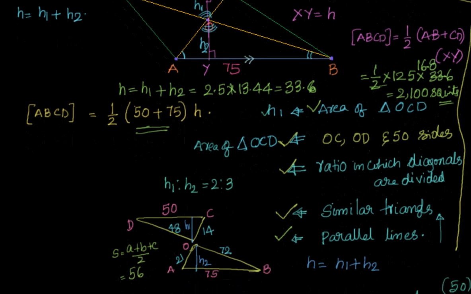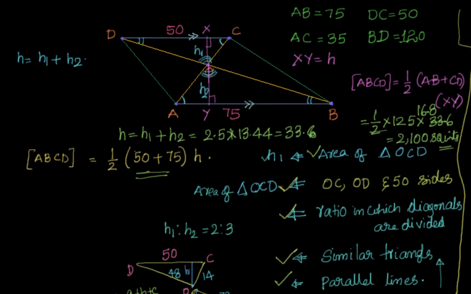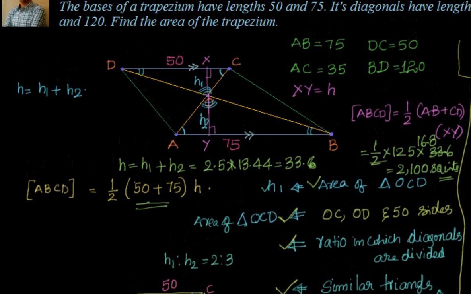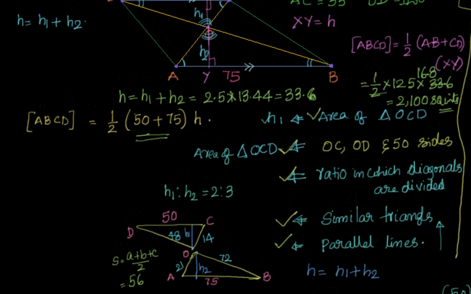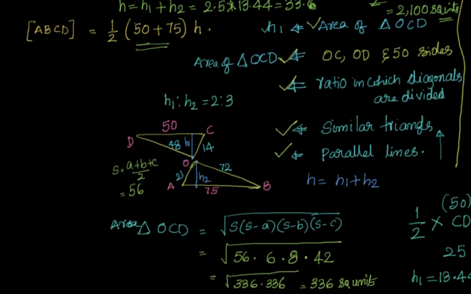So our execution started with our last step. First, we know they are parallel lines. We have proven they are similar triangles by alternate interior angles being equal, with one pair of parallel lines and two transversals. So the sides are in the ratio 2:3. Leveraging that, we divided AC and BD in the ratio 2:3. Before that, we got the area because we know the sides now. We leveraged Heron's formula and found the area of the triangle OCD.